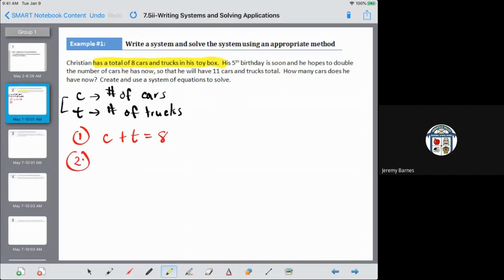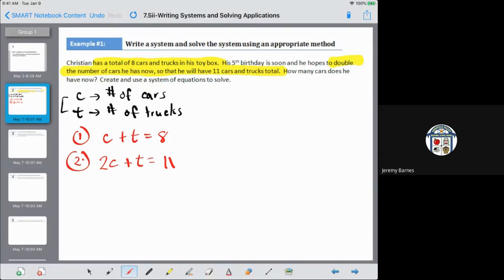Okay, what about the second piece of information? 5th birthday, that doesn't tell us anything. He hopes to double the number of cars he has so that he will have 11 cars and trucks total. So instead of just C cars, he wants 2C, right? So double the cars, the trucks stay the same, and in total, he's going to have 11. Right, so now we have our system of equations, and now we can solve just like we normally would before. We have our 2 equations and our 2 unknowns.